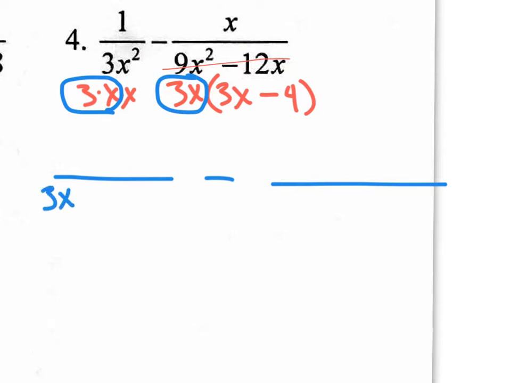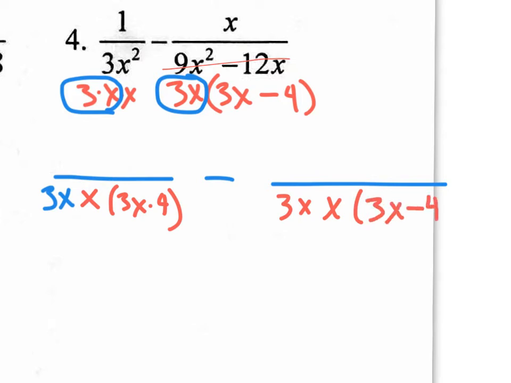Okay? Now, what else is there? You have to bring everything else down. This x, you got to bring it down. And this 3x minus 4, you got to bring it down also. So let's actually write it. You're going to have that x that you brought down, and you're also going to have the 3x minus 4 that you brought down. And ladies and gentlemen, that's your LCD. That's your lowest common denominator. So I'm going to rewrite it over here. 3x times x times 3x minus 4.